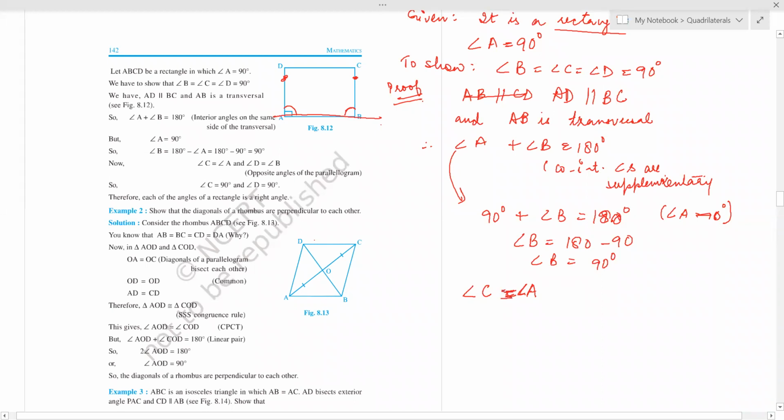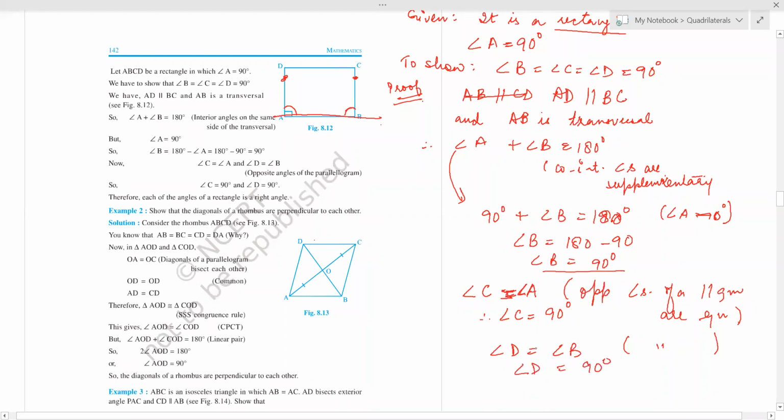Yes. So as a rectangle is also a parallelogram and the opposite angles of a parallelogram are equal, angle C is equal to angle A. Angle A is already given to you as 90 degrees. Therefore angle C is also equal to 90 degrees. Similarly, by the same theorem, angle D is also equal to angle B. So angle D also comes out to be 90 degrees because angle B we have already shown to be 90.